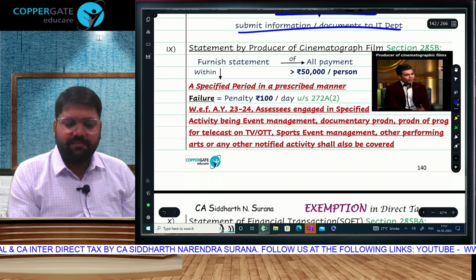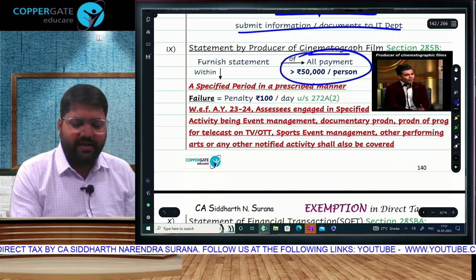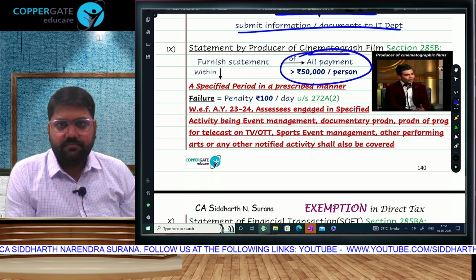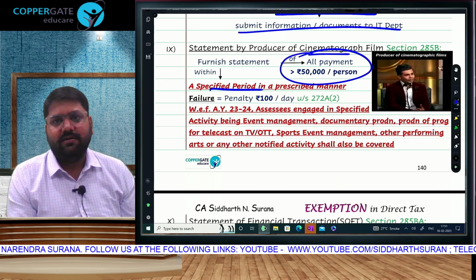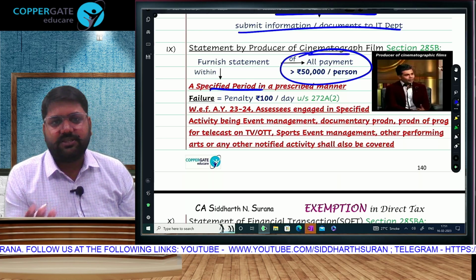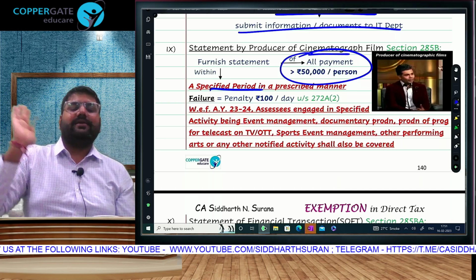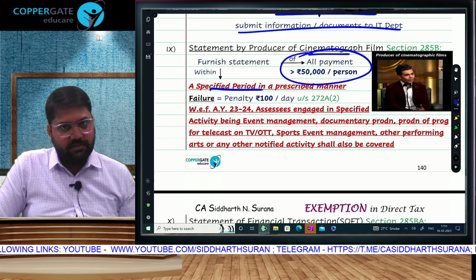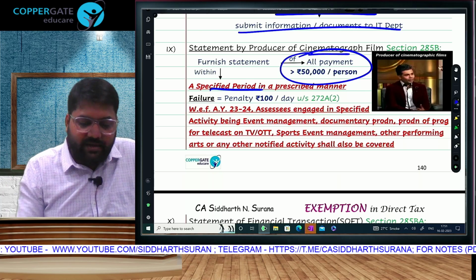This is a statement that has to be submitted by a producer of cinematographic films for any payment in excess of rupees 50,000 in the course of production. First of all, they will now prescribe a time limit. Earlier there was a time limit of 30 days from the completion of production or the end of the financial year, whichever is earlier. But now they have amended it. They said we are removing that time limit, we will prescribe the time limit. But for any payment in excess of 50,000 rupees, you have to furnish a statement about such payments. And failure will attract penalty.